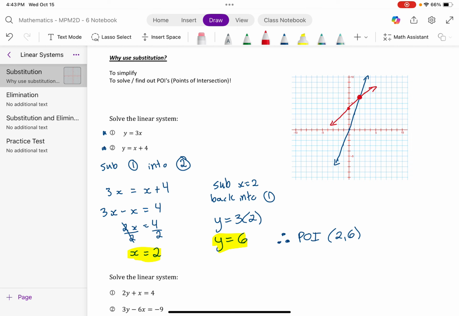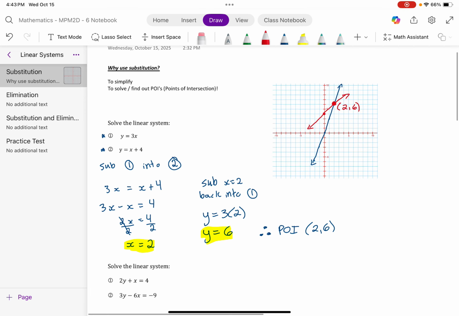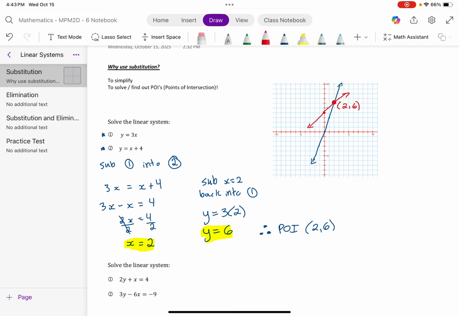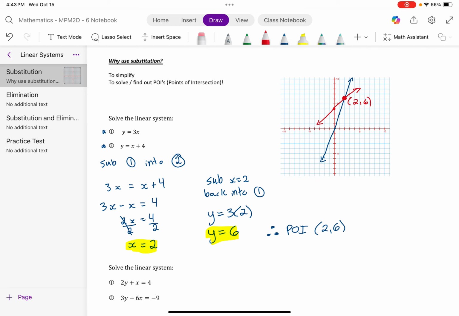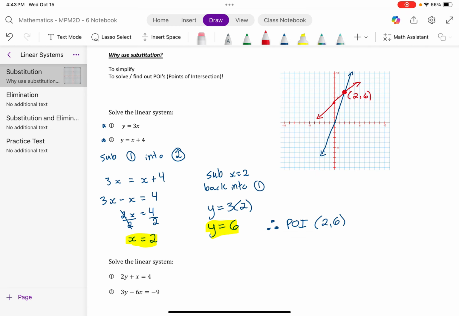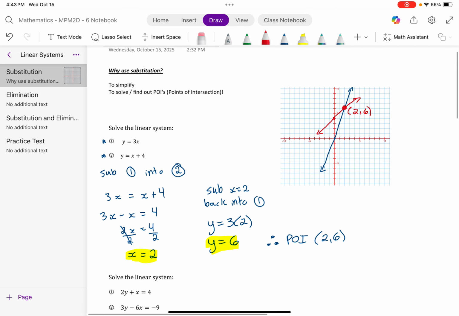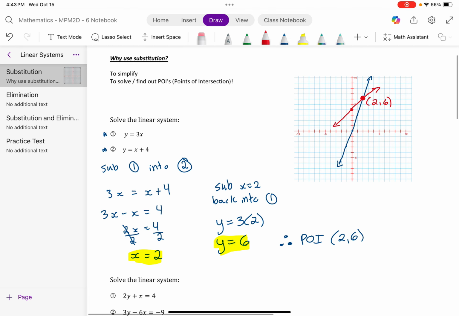And you'd see right there, there's that point of intersection where those two lines meet, which is occurring at (2, 6). So that would be, prior to knowing substitution, graphing would be how you would actually solve for that point of intersection. And then once you learn substitution, you are actually able to algebraically solve for that point. Very, very helpful, and you'll use it throughout your math careers.